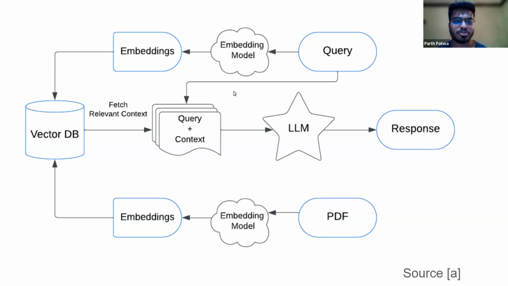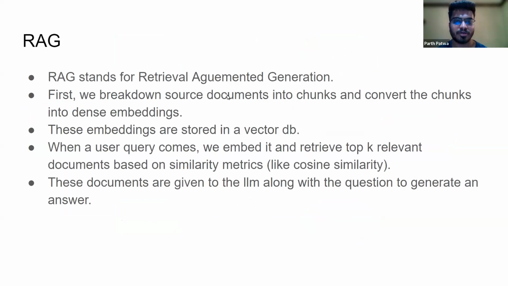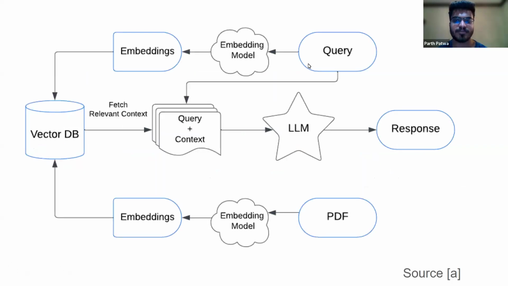and provides facts to it. So we have, let's say, a collection of documents. So first what we'll do is we will break down the documents into chunks and convert them into dense embeddings. And these embeddings are stored in a vector database. So when a user query comes, we embed the query and retrieve the top K relevant documents based on the similarity metrics with the document embeddings. And these documents are given to the LLM along with the question to generate the answer. So these documents are provided in context.